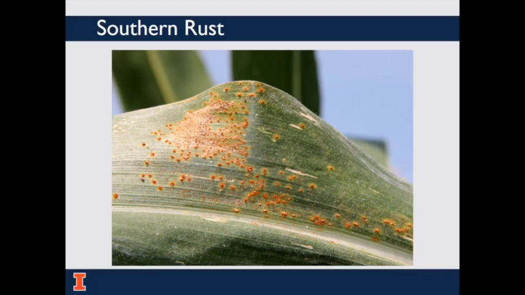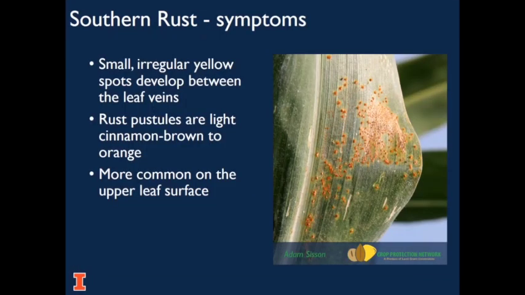Southern rust. Southern rust symptoms start as small, yellow spots that develop between the leaf veins. Infected areas then form small, circular to oval, and light cinnamon brown to orange pustules. Southern rust pustules are mainly scattered on the upper leaf surface. However, a few pustules may be seen on the lower leaf surface. Pustules may also appear on husks, ear shanks, stalks, and leaf sheaths.